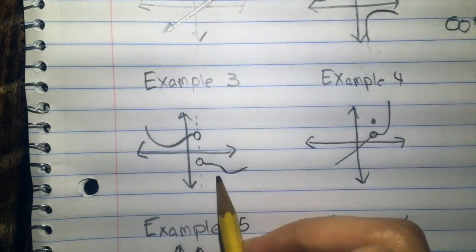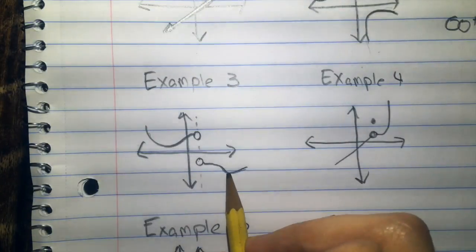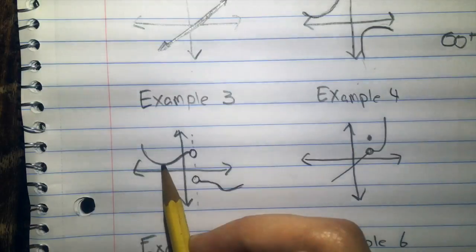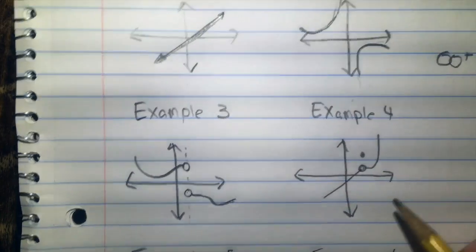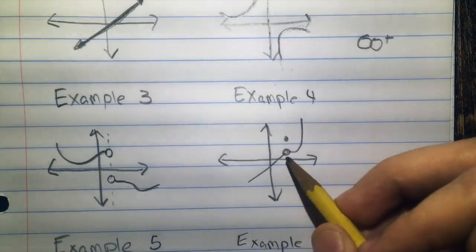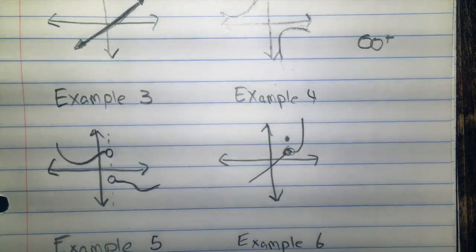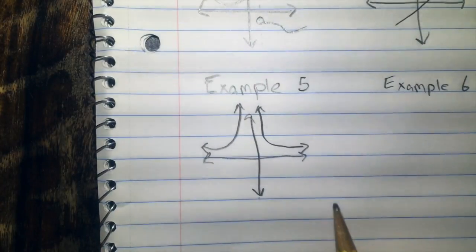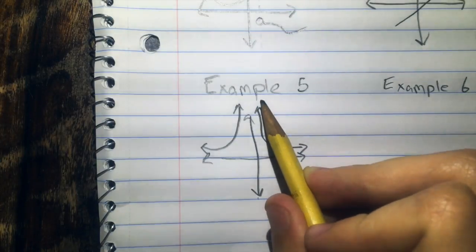Same thing for this. If you come from the left, then you get this value. However, if you come from the right, then you get this value. However, for this one, it doesn't matter whether you come from the right or left, because it's going to be that value either way. And same thing for example 5. If you come from the left, you get infinity. If you come from the right, you get infinity.